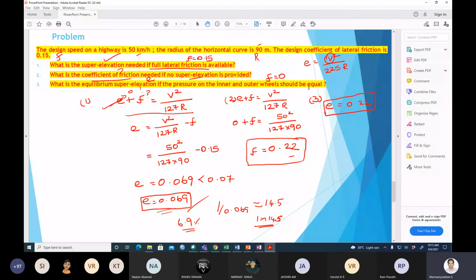So here we are assuming the pressure is equal, which is nullifying. When you are moving on the outer or the inner side, the centrifugal force is nullified. So when there is no centrifugal force, there is no need to provide the coefficient of friction. So I assumed the F value to be zero, and that is the way I have put it as a zero F. Okay, sir.